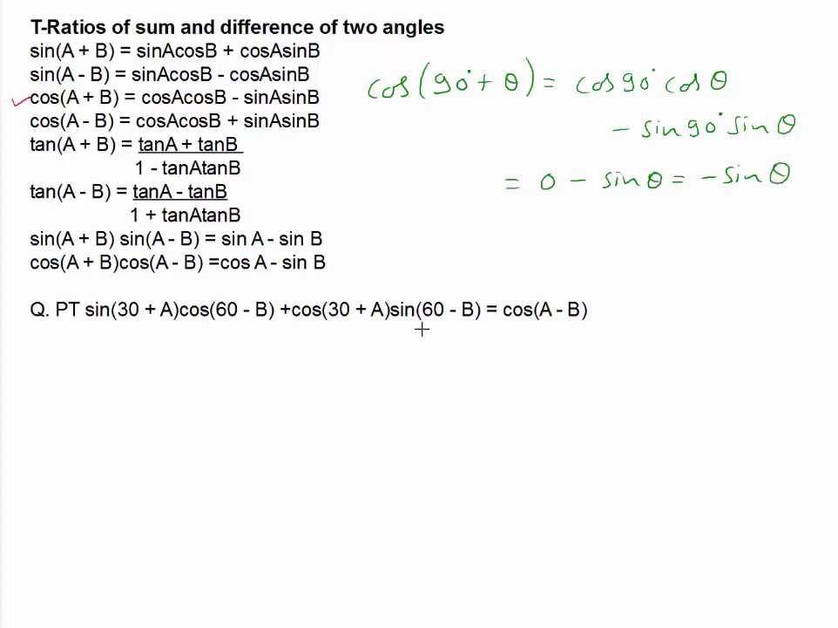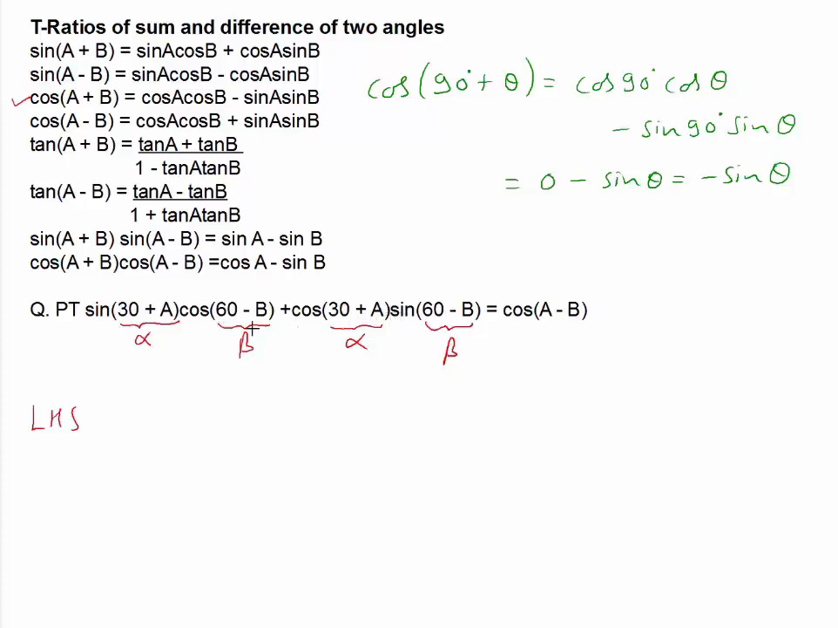Now let's see another question. We need to prove that this whole thing becomes cos of a minus b. So let's start with the left hand side. For a moment, if you realize this is 30 plus a, this is also 30 plus a. So if you call this alpha, this will also become alpha. Let's call this beta. So this would also be beta. Now if you realize this is sine alpha, this is sine cos plus cos sine.